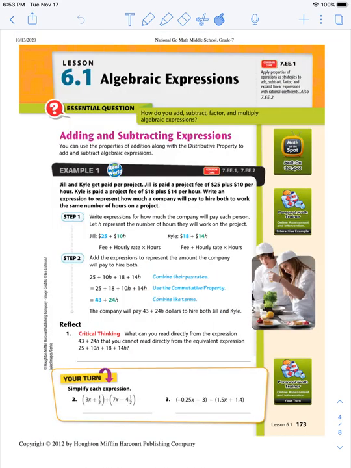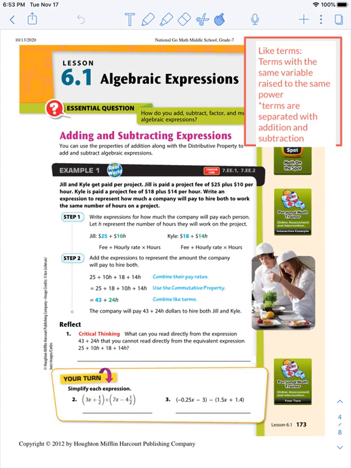All right, so lesson 6.1 is on simplifying algebraic expressions using addition and subtraction. One of the first things we're going to do is learn about like terms. Notice the box I added in the top corner. Like terms are terms with the same variable raised to the same power. These terms are separated with addition and subtraction.